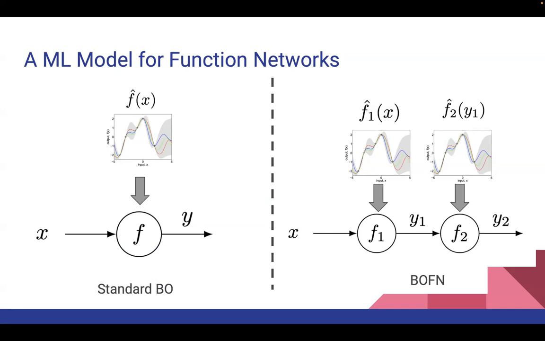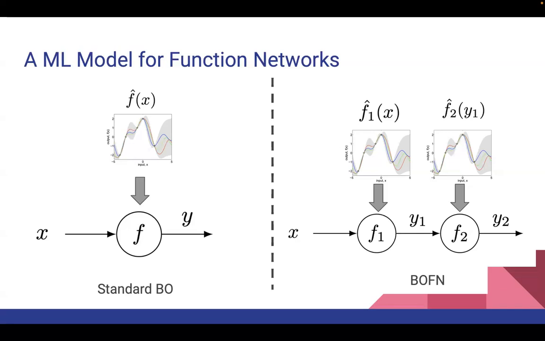BOFN, on the other hand, tries to come up with a more accurate machine learning model to use in the framework. Basically, it will fit an individual model for each individual step. For step F1, it will use the input X and the output Y1 to fit an individual model for step F1. Similarly, step F2 will use the output Y1 from the previous node as the input and its own output Y2 to fit an individual model for F2.